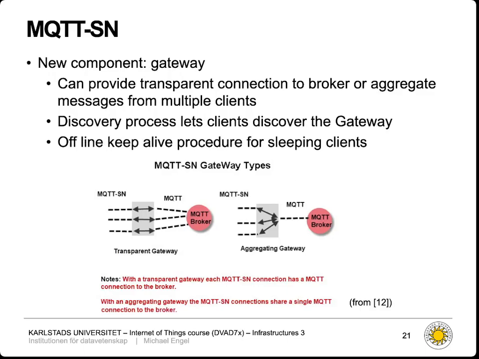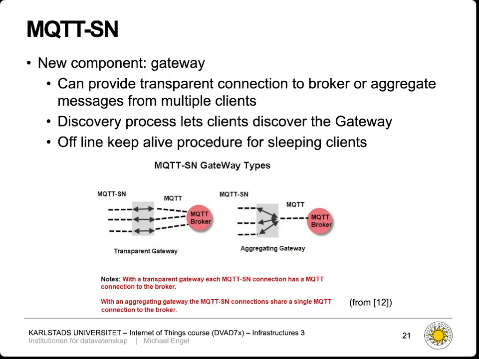So the interesting thing in MQTT-SN is that this adds a new component, which is called a gateway. And this gateway can then provide a transparent connection to a broker. But the important other thing is the gateway can also aggregate messages. So if we have multiple MQTT-SN clients, we can actually have a gateway somewhere that just puts all these messages together and sends them to the broker at once.